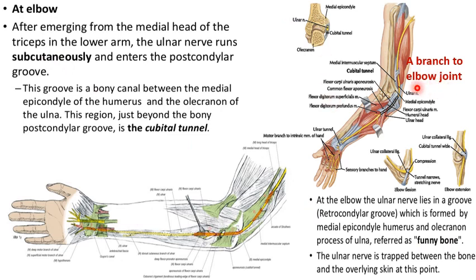So here you can see this is the triceps, this is the medial head, this is the medial intermuscular septum, this is the ulnar nerve which is descending on the posterior compartment and posterior to the medial epicondyle. It enters into the forearm between the two heads of flexor carpi ulnaris.